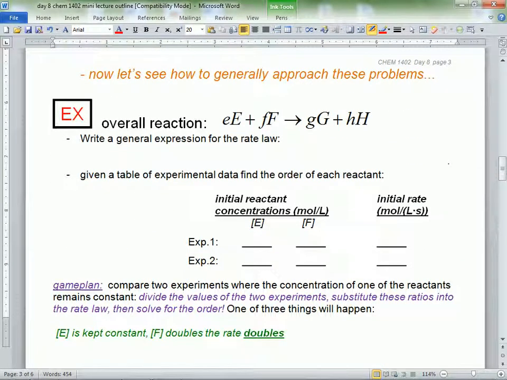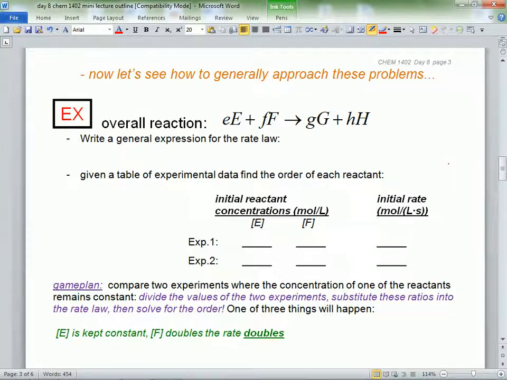So let's see how to generally approach these problems. And I changed this, so you might actually have to do some writing for once. It's about time, right, Jasmine? Okay. So you're given an overall reaction. So little e, f, g, and h are my stoichiometric coefficients, right? That's used to balance the reaction.